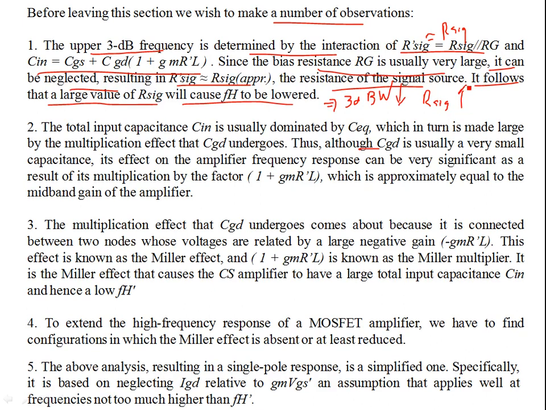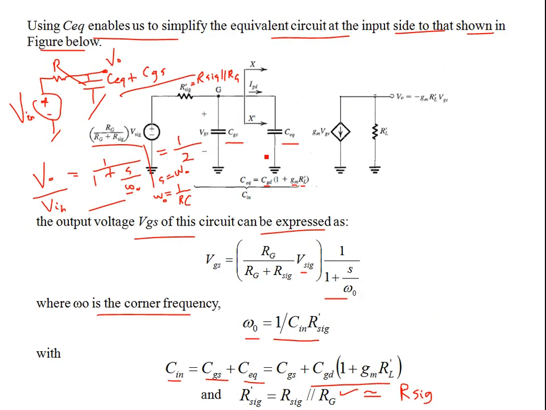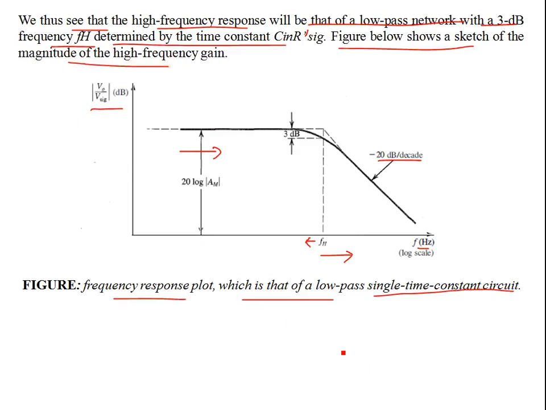That's the first observation on the corner frequency. Then the second is the total input capacitance Cin is usually dominated by C equivalent, which in turn is made of the multiplication effect that CGD undergoes. So if you look at the expression of Cin, it consists of CGS in parallel with C equivalent, and C equivalent has the multiplication factor of CGD, which means CGD is very dominant and has an influence on the frequency response of the amplifier overall.